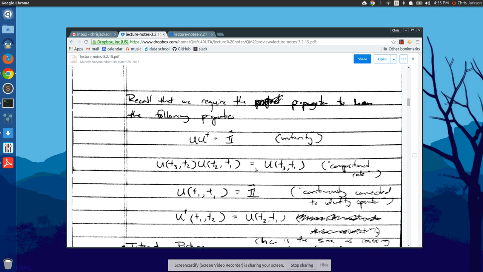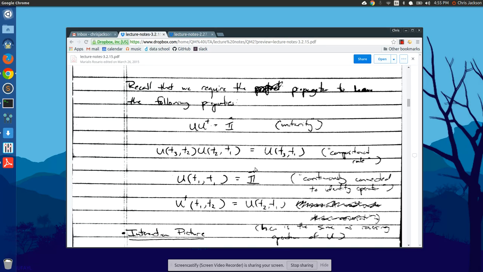What else? So there are some properties of this time evolution operator that we discussed last semester. One is that it has to be unitary, right? That always comes back to the fact that we don't want to screw up the conservation of probability. It has a compositional rule. In other words, if I take two time evolutions, say from T1 to T2, and then I evolve from T2 to T3, it has to be equivalent to just one time evolution from, say, T1 to T3.